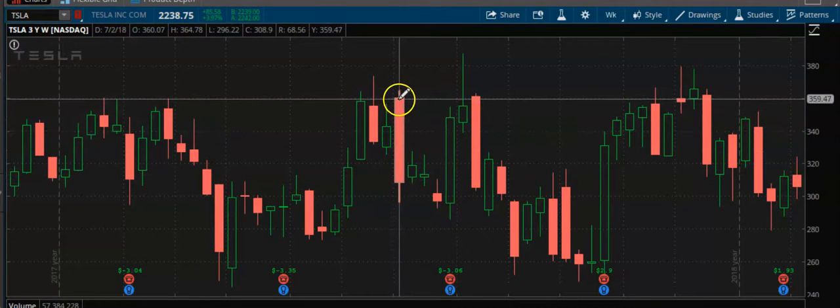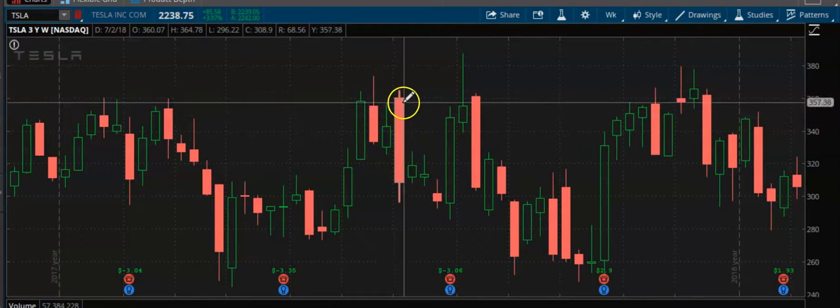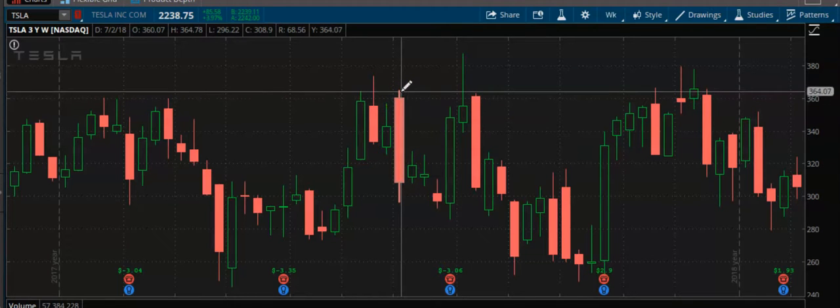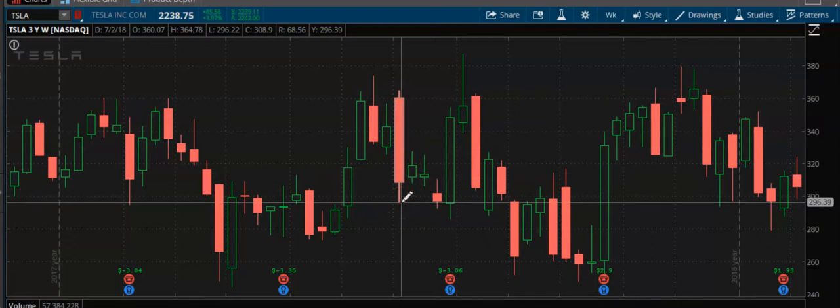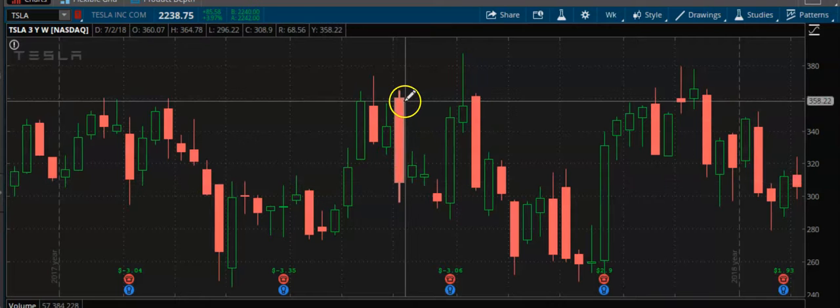If I focus on this red bar right here in the middle, this is the week of July 2nd, 2018. You can see that it started off right around 359. It traded up as high as 364-ish, and then it went as low as 296, and where it closed for the week was right around 308. So that's a big swing for the week.